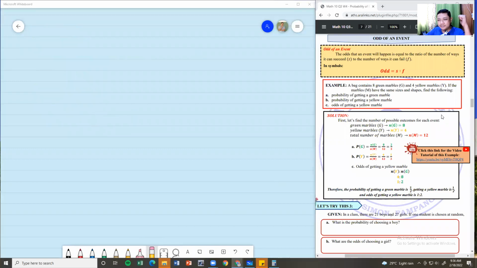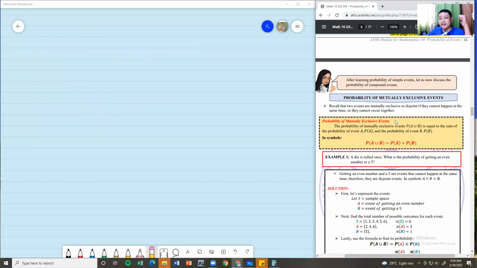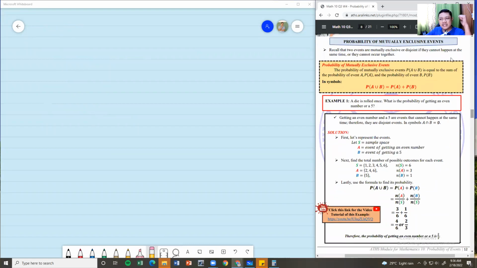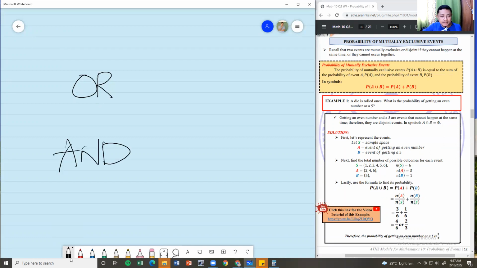Let's have the next one. After the odd of an event, eto na. This becomes more exciting now, but actually it's not difficult. Exciting lang siya because we will again encounter two important words for probability that we learned last week. And those are the or and the and. Sige nga. Learning our union and intersection of events last week.